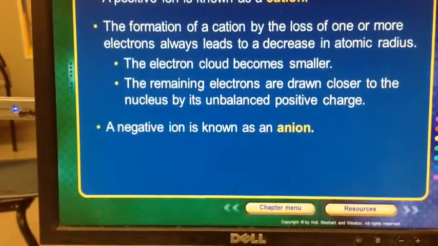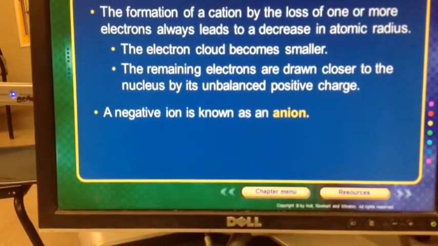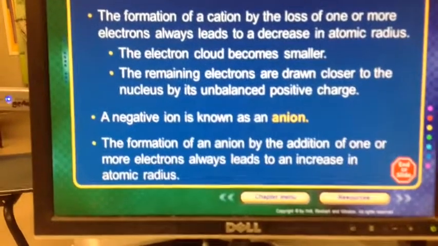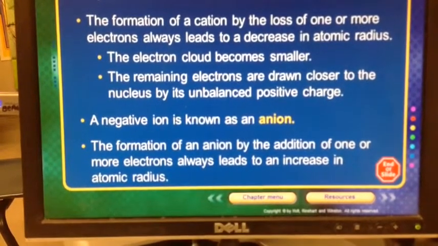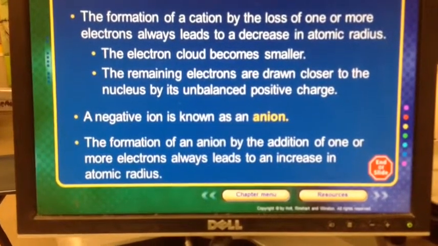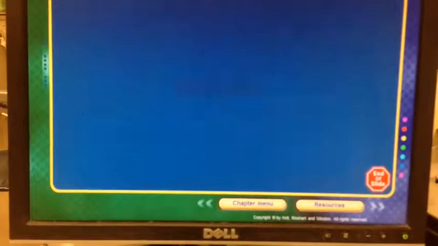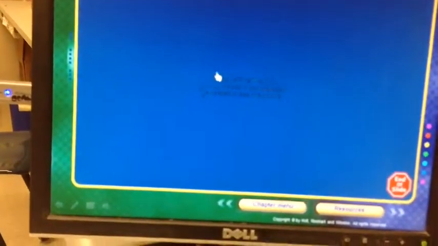orbitals. A negative ion is called an anion. The formation of an anion occurs by the addition of one or more electrons, and that leads to an increase in the atomic radius. If an atom loses an electron, it then has one more proton than electrons, and has a positive charge. If an atom gains an electron, it then has a negative charge.